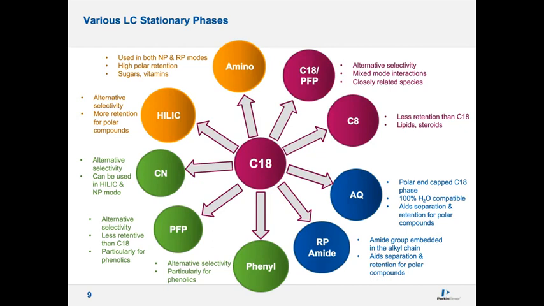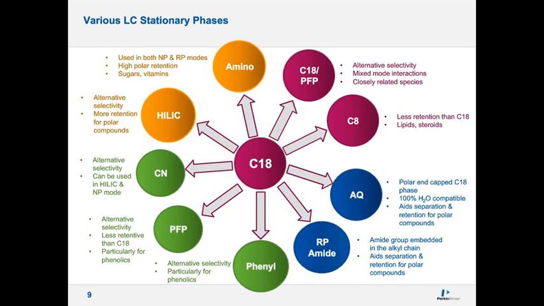Phenyl and pentafluorophenyl, or PFP, phases allow unique selectivity for aromatic analytes. They're particularly good for phenolic-containing compounds, closely related species, and also metabolites. The phenyl-type phases contain electron-rich aromatic rings, whilst the PFP phases, on the other hand, have electron-deficient rings due to the electronegative fluorine atoms present. Additionally, the carbon-fluorine bond in the PFP phases is very polar, facilitating hydrogen bonding and dipole-dipole interactions between the electronegative fluorine atoms and the analyte.